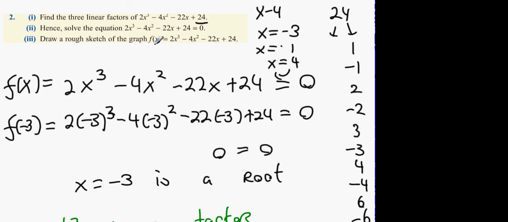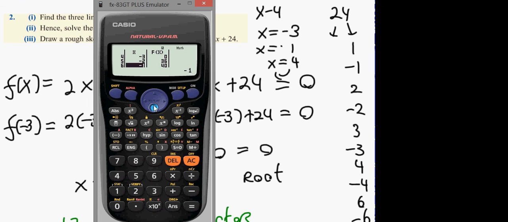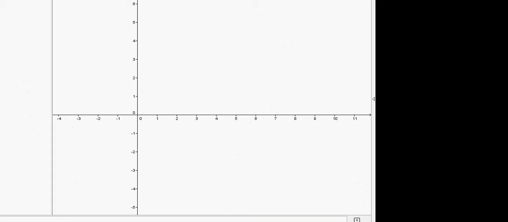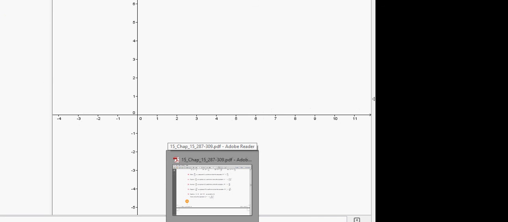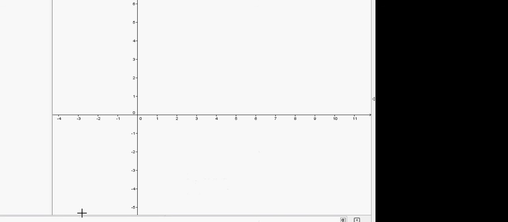Finally, draw a rough sketch of the graph. You use all your points here to draw a sketch of the graph. Will somebody be so kind as to call out the equation from scratch, please? Just nice and slowly. Y equals 2x cubed.